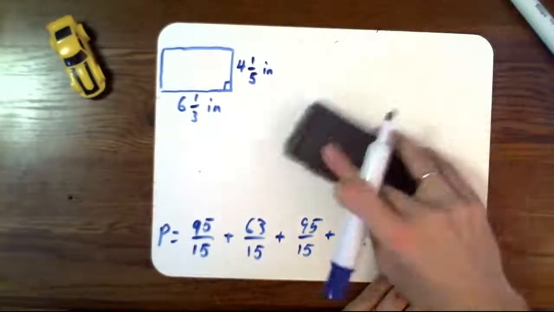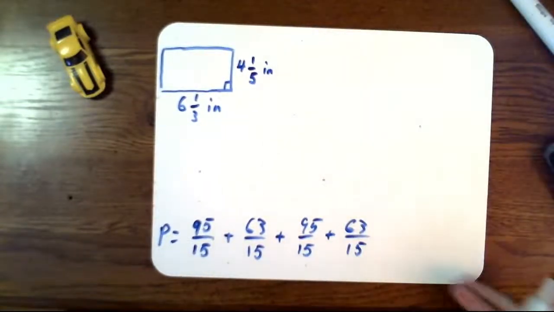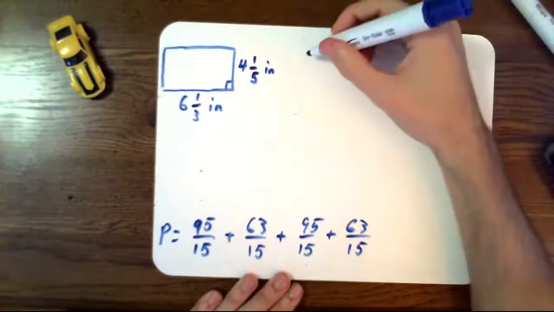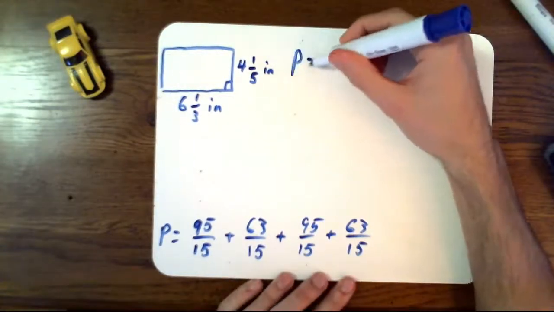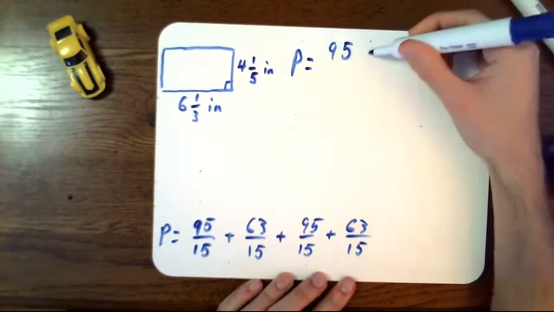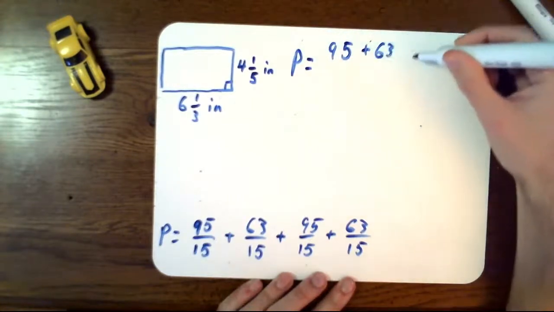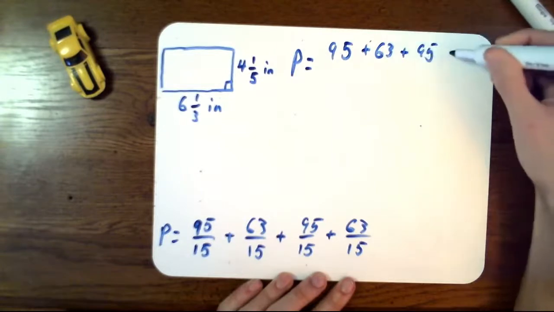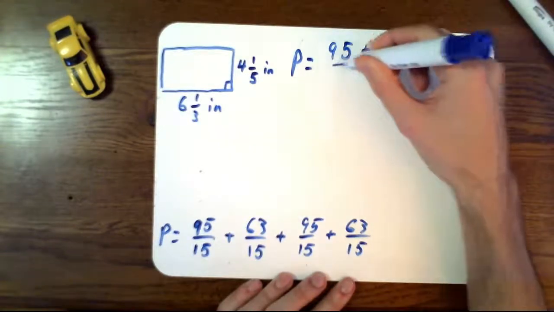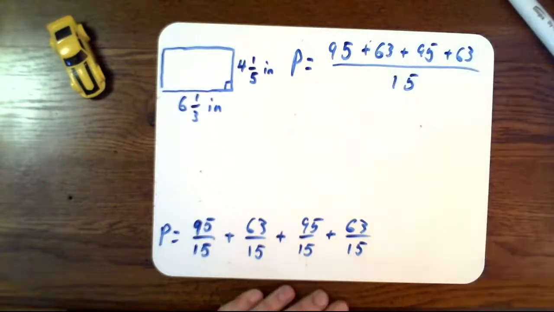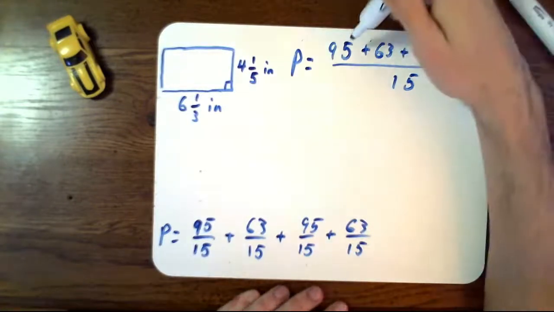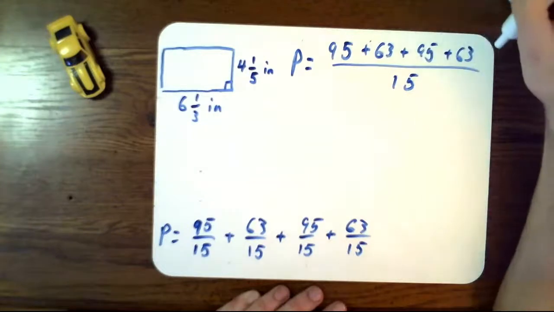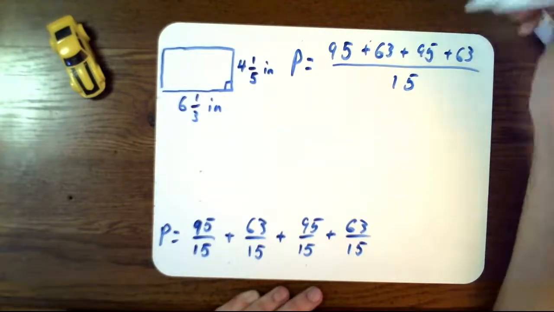So now we're here. We're adding each side up. Since all of the denominators are the same, that means all we're doing is combining the numerators together, all over 15. So now, what is 95 plus 63 plus 95 plus 63? Well, let's find out.